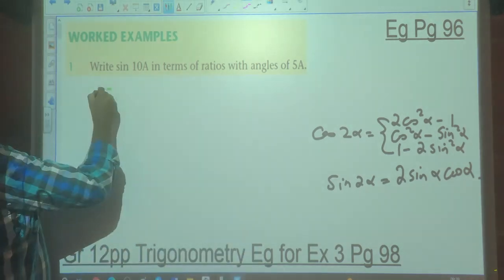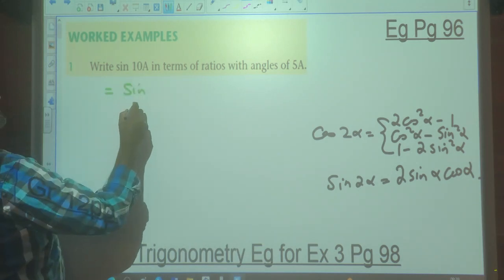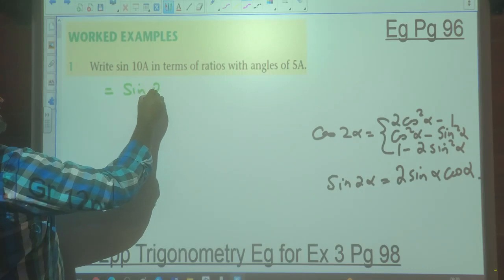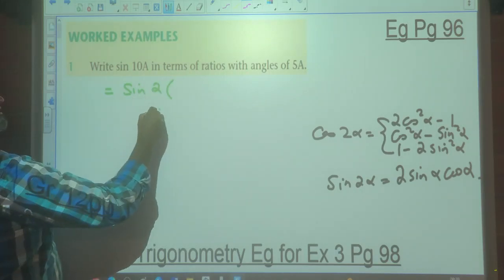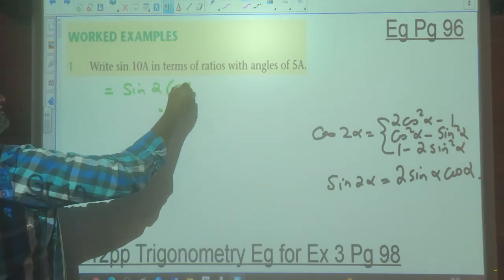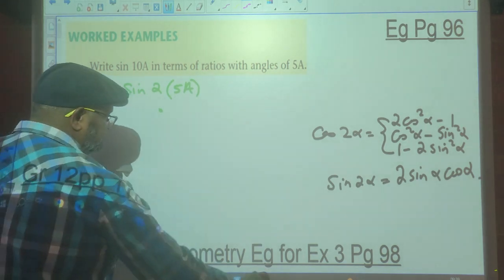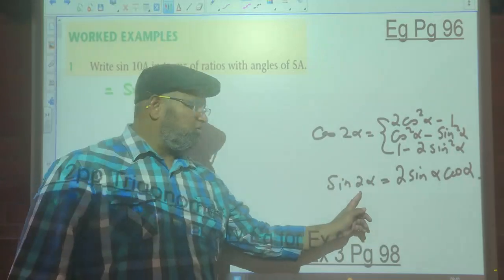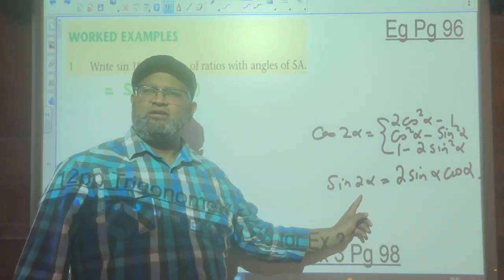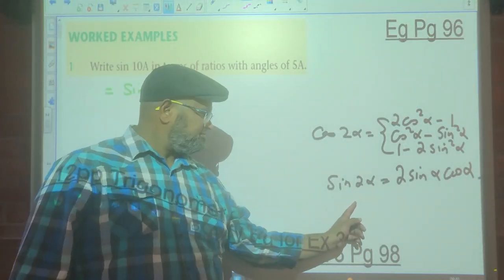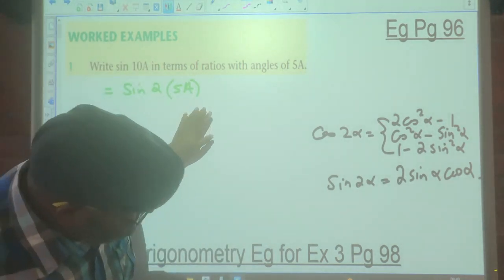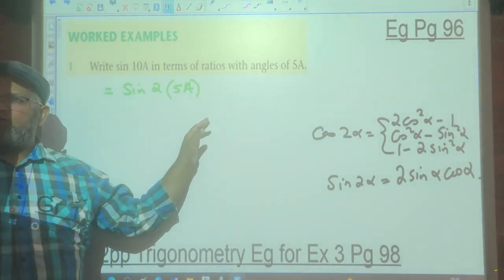So sine 10A can be written as what? Sine 2 times 5A. Why did I write it like this? So that it can be in this format here. Can you see that, people? So what is my alpha angle here now? 5A.